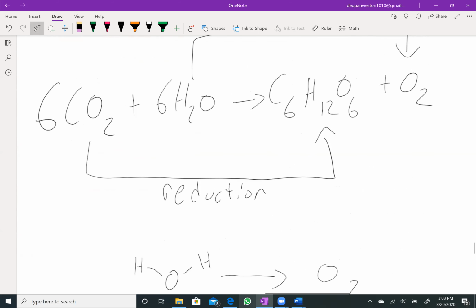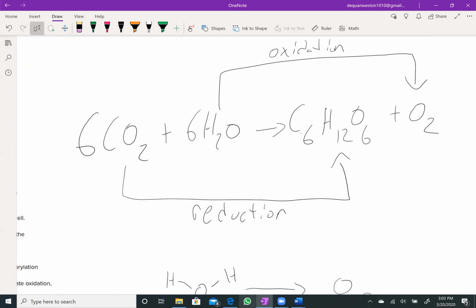So if you're shown an equation like this and asked what's being reduced and what's being oxidized, you want to just look at the initial thing. So we have CO2, and then we look over here and we can see that it was gaining hydrogens. On the reverse side, we have this H2O that gets converted to O2.